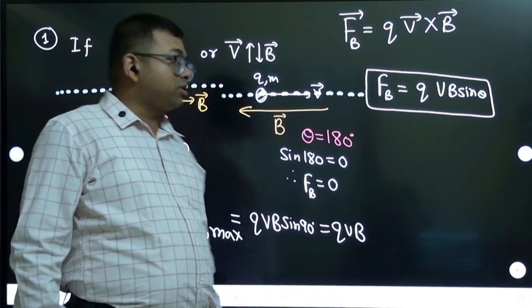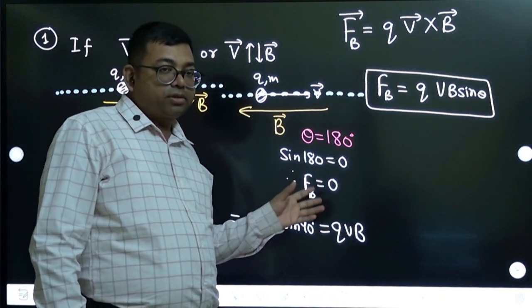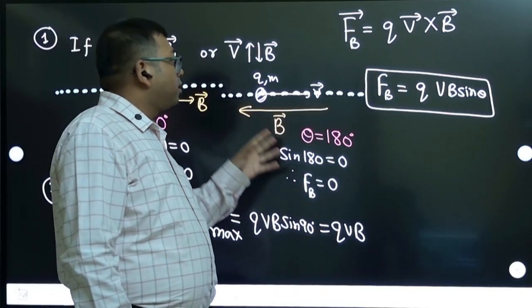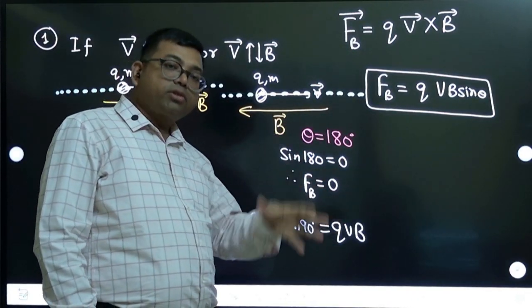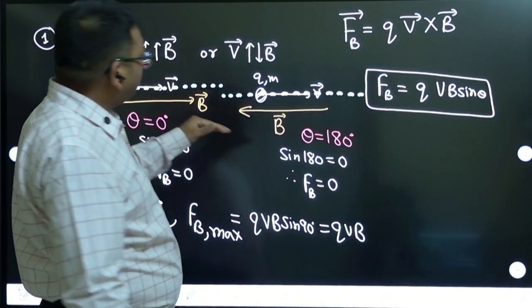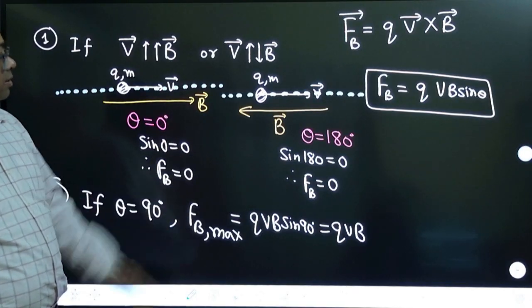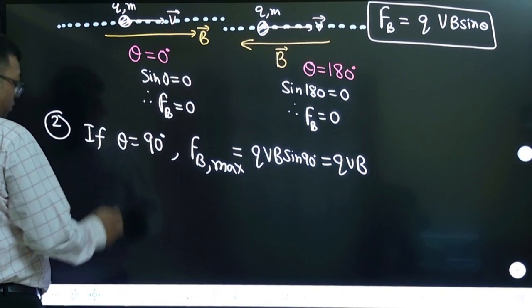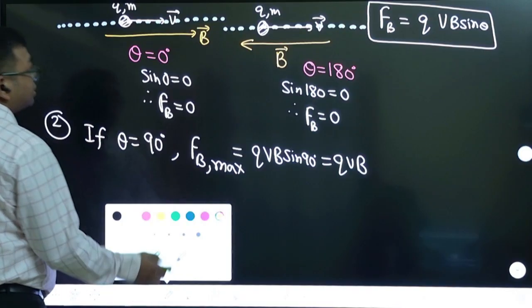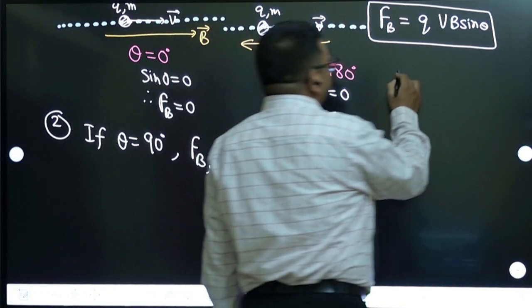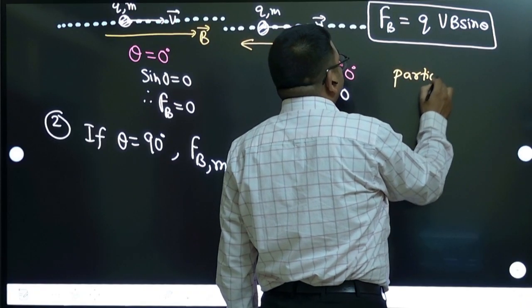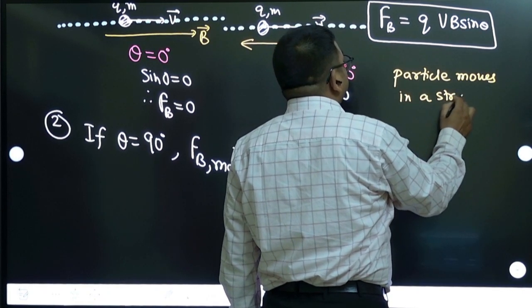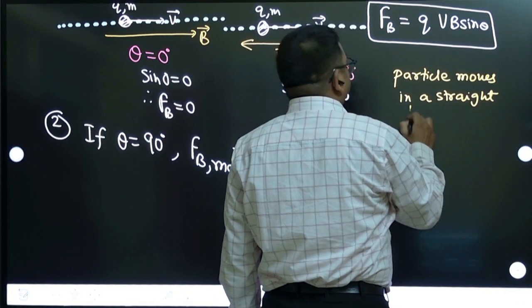Sometimes they will ask in the question, when is velocity constant? So if only magnetic field is there, then magnetic force must be 0, then only velocity is constant. So force can be 0 only in these two cases, meaning parallel or anti-parallel. Okay, other case, let us take this case. So they can ask trajectory. So trajectory means particle will move in a straight line in the previous case.